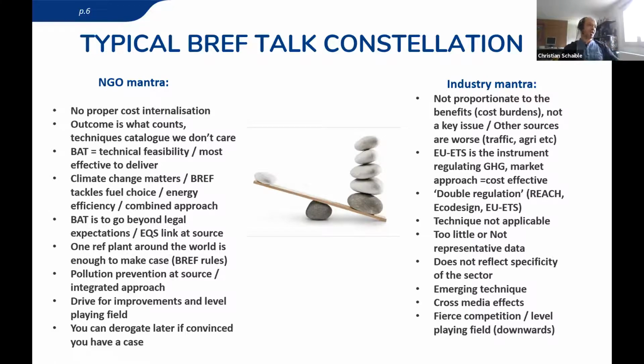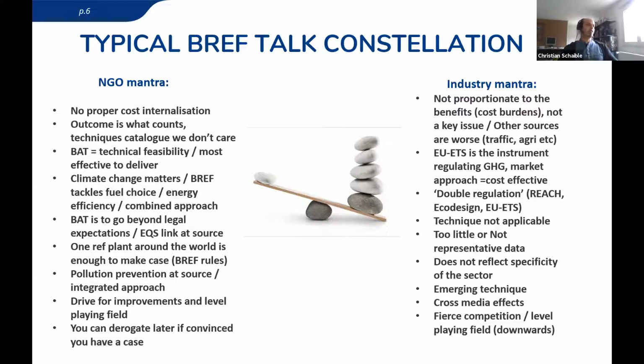We say, well, you don't have any proper cost internalization from the start. So there is no accounting of, for example, air pollution costs. There's no clear method in Europe. And also what we say, what really counts is the outcome. We don't care about a technical catalog, because there's a lot of focus on techniques, like I want to be able to choose whatever technical option to conduct my activity. And we say, no, you should choose the most effective technical option that delivers the least impact to the environment.